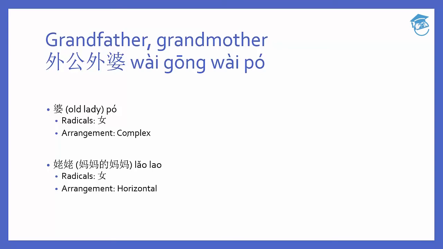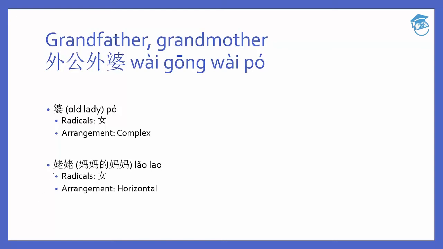The arrangement is complex because you have top and bottom component, or the top component has left and right component. Let's look at how to write 婆. 1 2 3 4 5 6 7 8 9 10 11 12. 12 strokes for this word, 婆. Previously, you have learned 公 as public, but in this context, it has the meaning of grandfather.